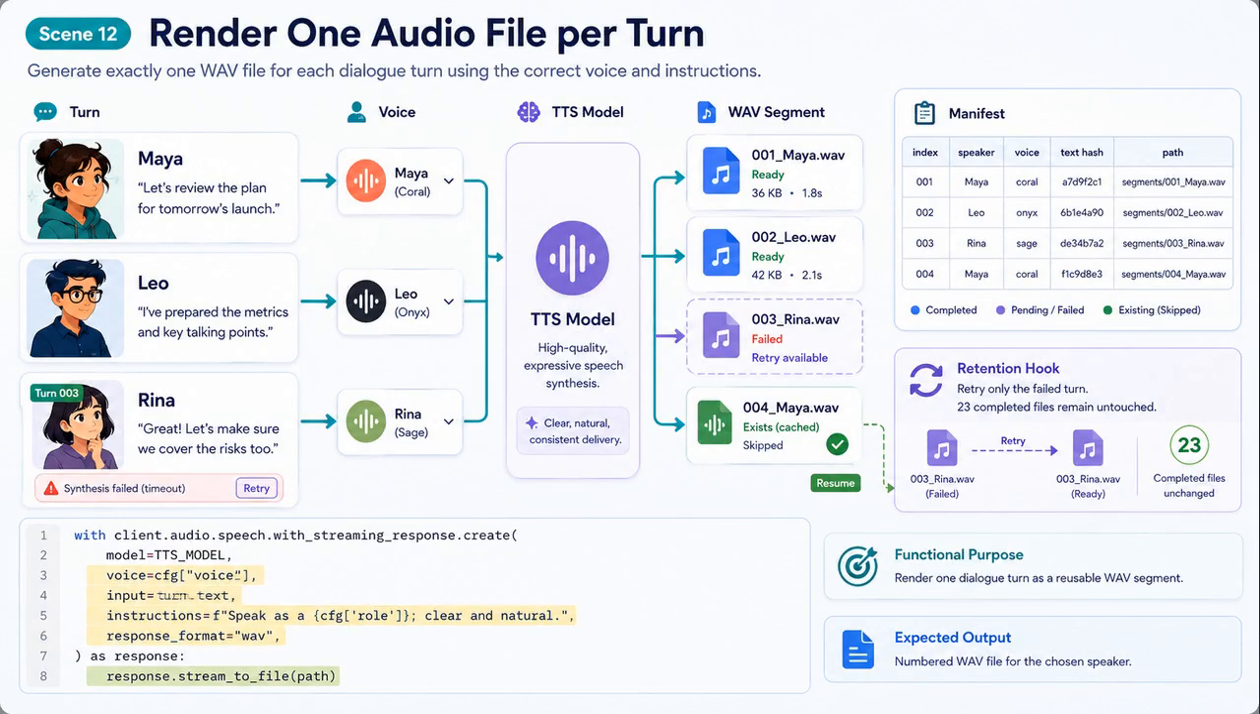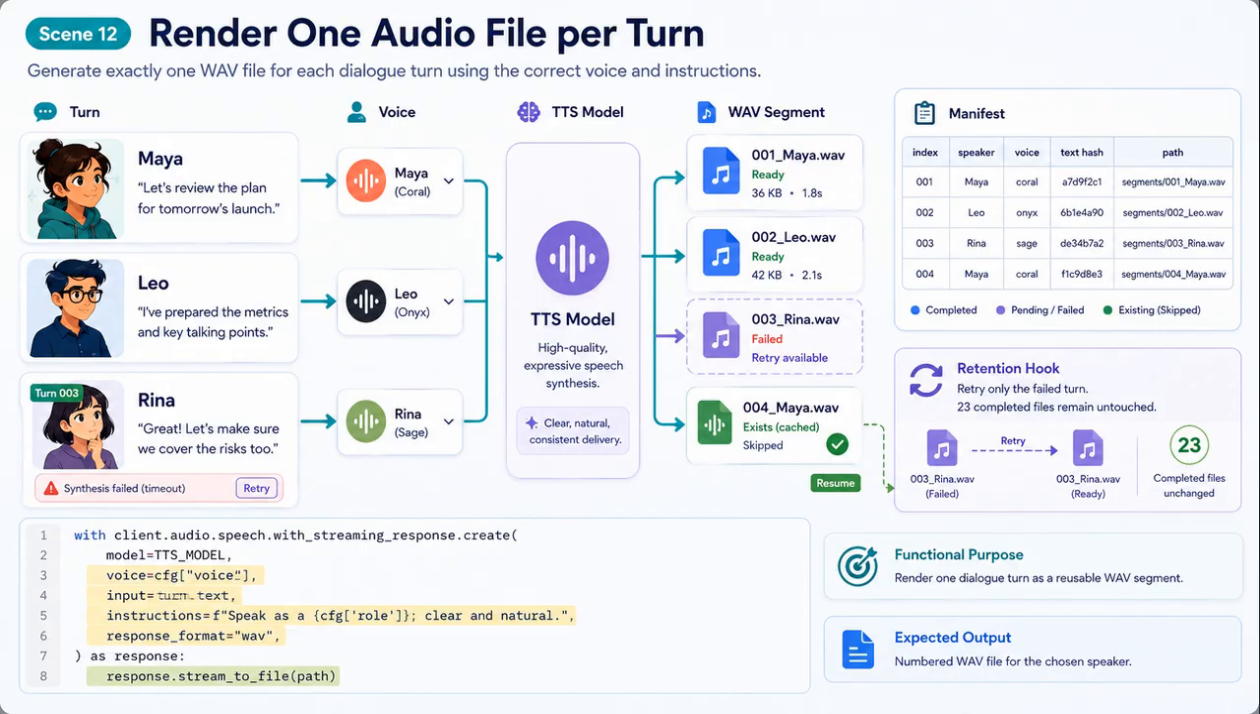From there, the next practical step is render one audio file per turn. Rendering each turn separately creates a simple retry and editing boundary. The loop looks up the speaker's voice, sends the text-to-speech generation, and writes a numbered WAV file. WAV is convenient for editing because it avoids repeated lossy compression during intermediate processing.